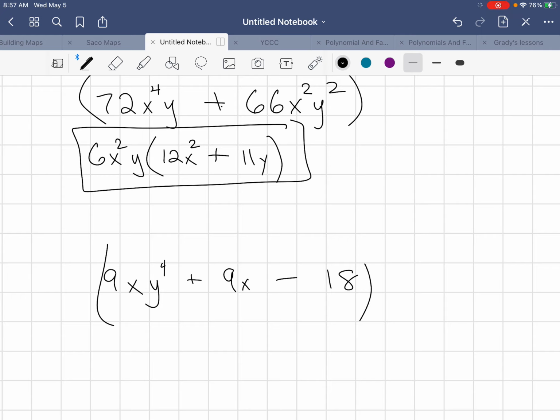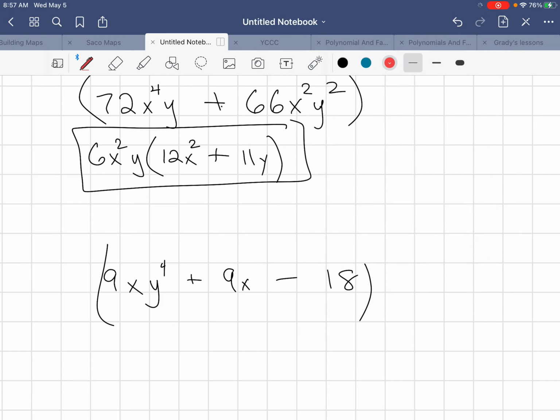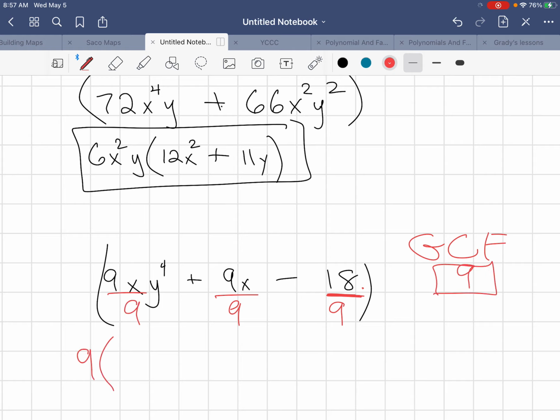Okay, one last one. Pause the video, give that one a shot. Again, I think this one's fairly easy. This last value has no variables. That means my GCF will also have no variables. What goes into all 3 of these numbers? How about 9? Okay, take the 9, put it outside, out front, multiply in the whole parenthesis, and divide each term by 9.